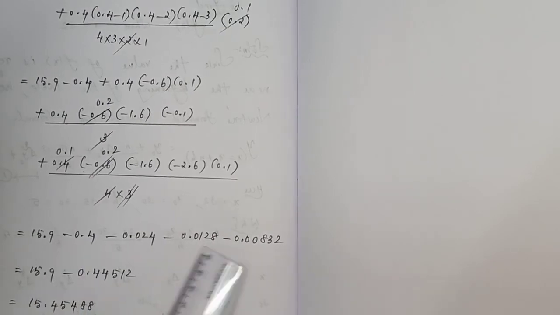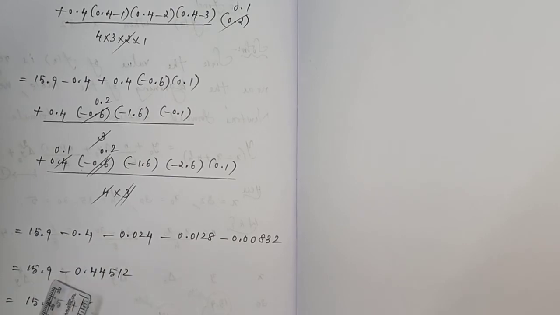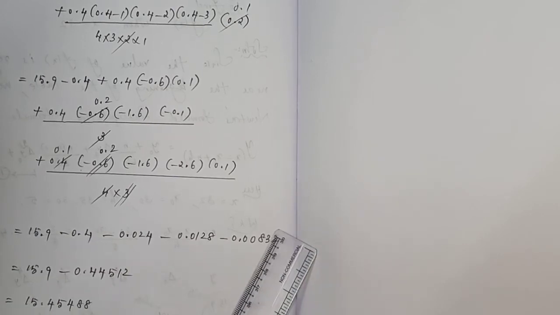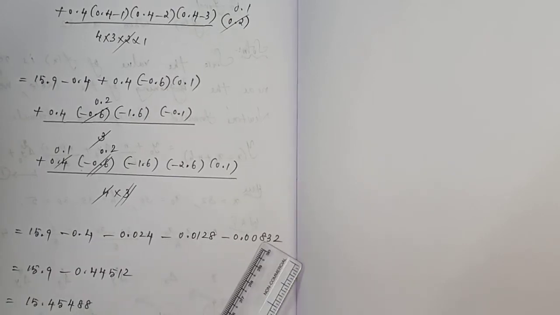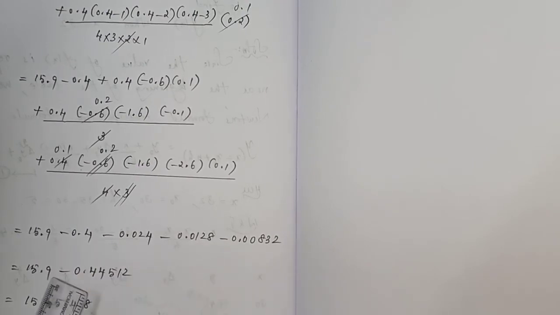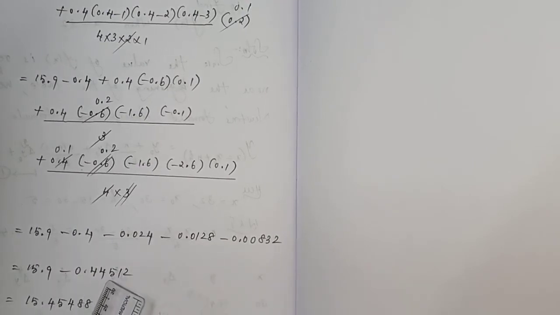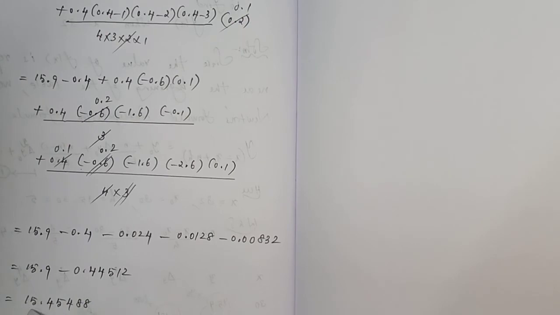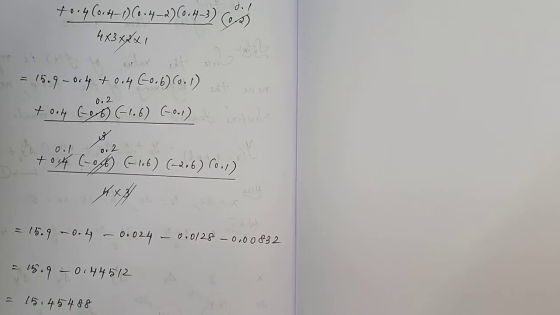15.9 here, the rest full of negative signs, so put a negative sign, then add everything. So sum of all the negative numbers, add everything and introduce a sign minus. So make use of the calculator. Then finally subtract these two, you will be getting 15.45488. So now it can be rounded up to 2 decimal places.